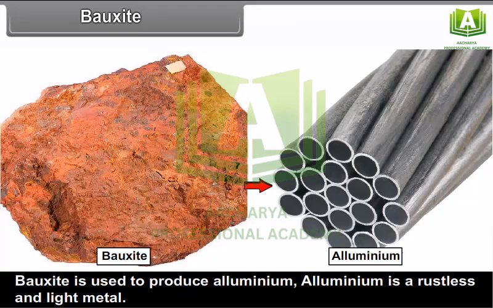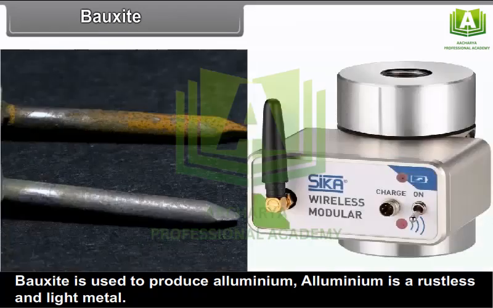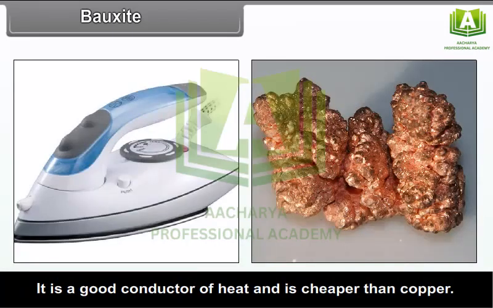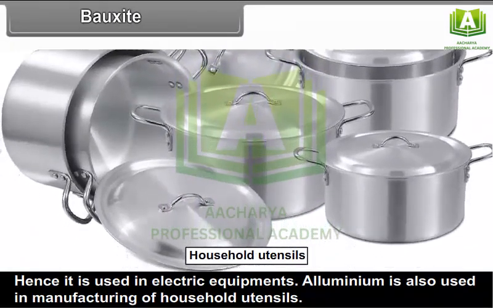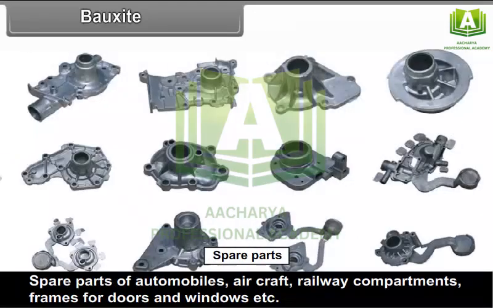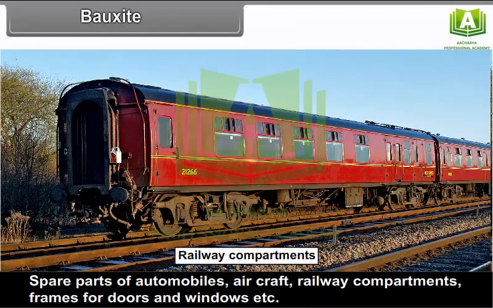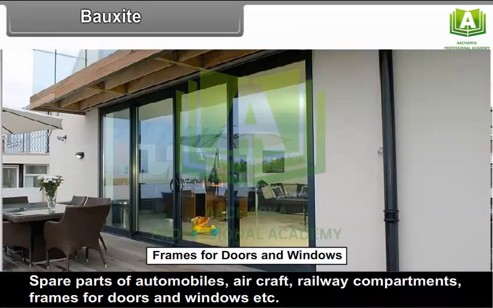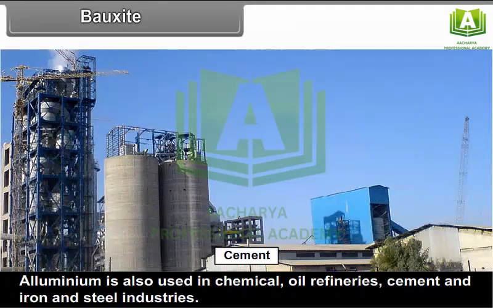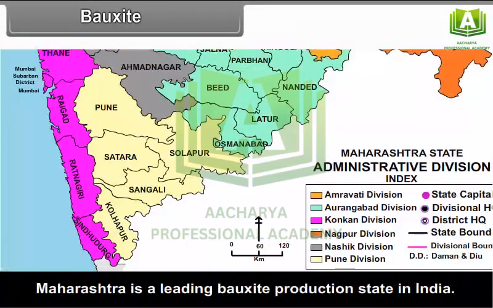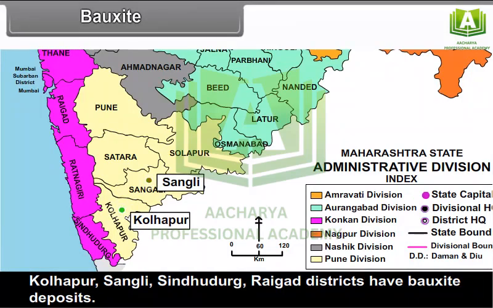Bauxite. Bauxite is used to produce aluminium. Aluminium is a rustless and light metal. It is a good conductor of heat and is cheaper than copper. Hence it is used in electric equipment. Aluminium is also used in the manufacturing of household utensils, spare parts of automobiles, aircraft, railway compartments, frames for doors and windows, etc. Aluminium is also used in chemical, oil refineries, cement and iron and steel industries. Maharashtra is the leading bauxite producing state in India. Kolhapur, Sangli, Sindhudurg and Raigad districts have bauxite deposits.